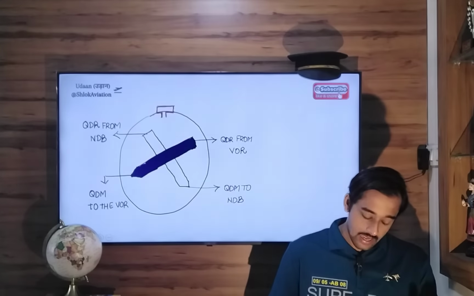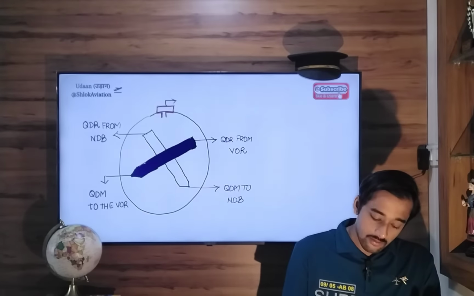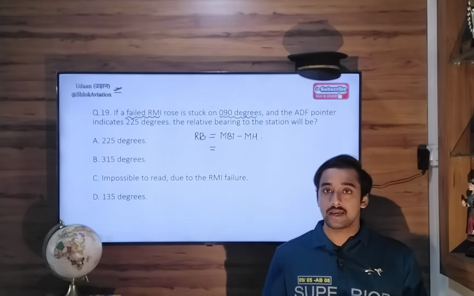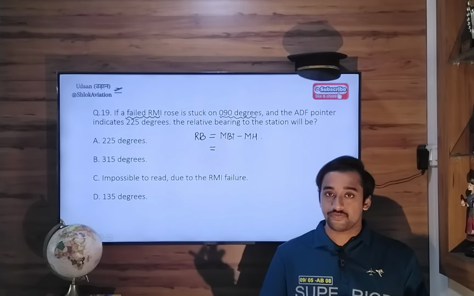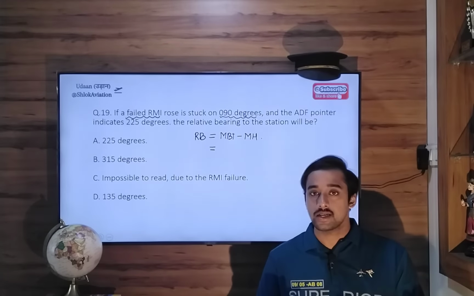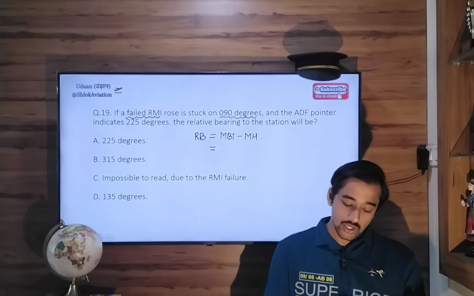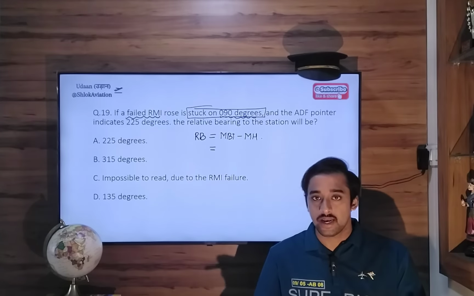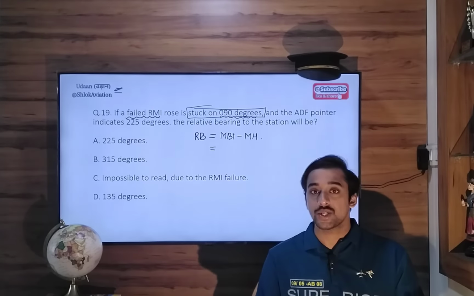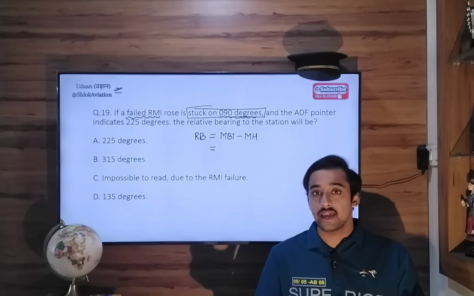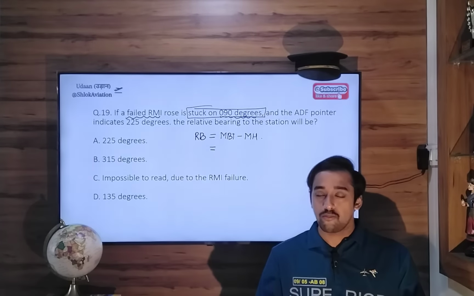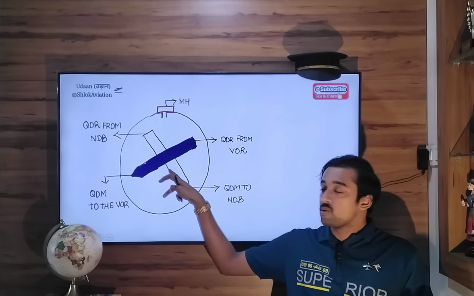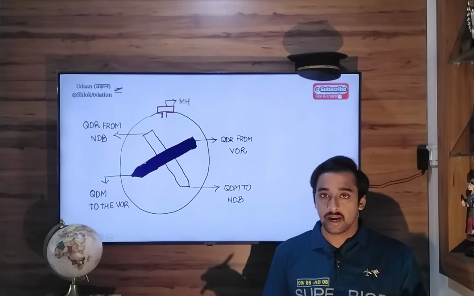Now in this case, we have a failed RMI. That means whatever indications this radio magnetic indicator is showing as far as magnetic heading is concerned will be wrong. It is stuck on 090 degrees. The airplane may be flying on some other magnetic heading, but since this RMI indication has failed, the magnetic heading given by it will also be wrong. Opposed to that, the indications given by this QDM and QDR will still be the correct ones.